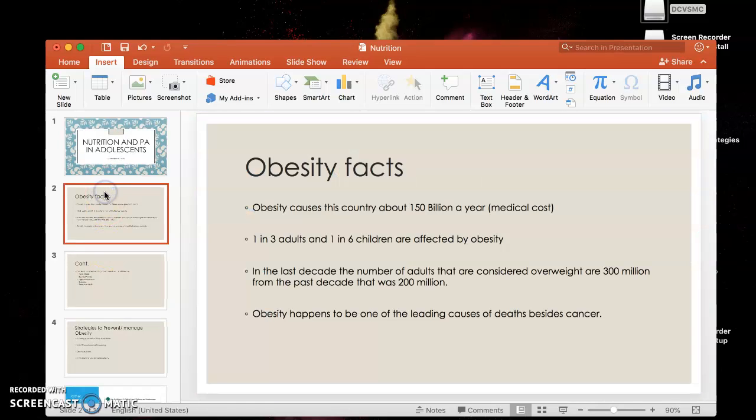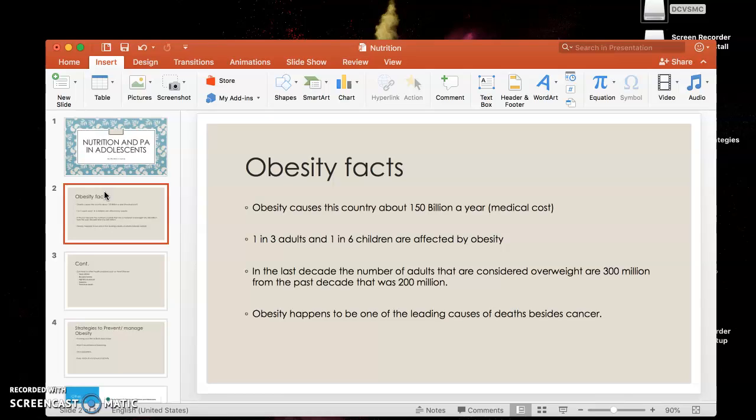So let's go on. In order to talk about nutrition, we have to talk about the big factor, obesity. Obesity costs about 150 billion a year for this country alone, just in medical costs. 1 in 3 adults and 1 in 6 children are affected by obesity.